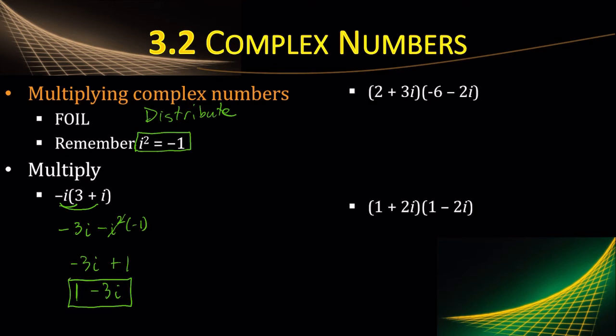Let's try another. Okay, let's distribute. 2 times negative 6. 2 times negative 2i. 3i times negative 6. 3i times negative 2i. Now the i times i makes i squared. Go ahead and change that to a negative 1. So it'll become a plus 6. So negative 12 plus 6 is negative 6. And then I can combine those. Negative 4i and negative 18i is negative 22i.